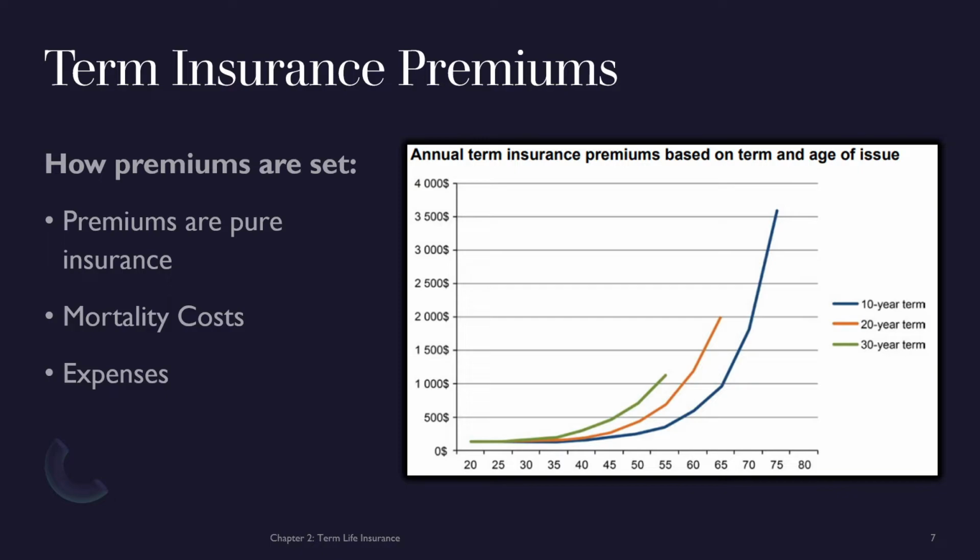You'll also notice that at around age 75, the graph does stop. And again, that is because most insurance companies will not provide term insurance coverage past age 75 or 80, simply because the risk or probability of death is just too high.